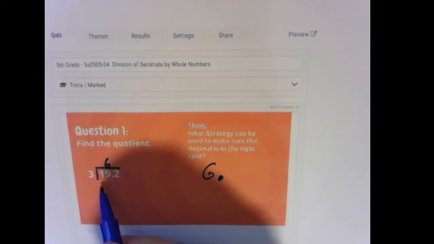Does 3 fit into 1? No. Does 3 fit into 19? Yeah, how many times? 3 times 5 would be 15 again. 3 times 6 would be 18. So it will fit in there 6 times. I have to find the remainder. 6 times 3 is 18. Find the difference. 19 take away 18 is 1.